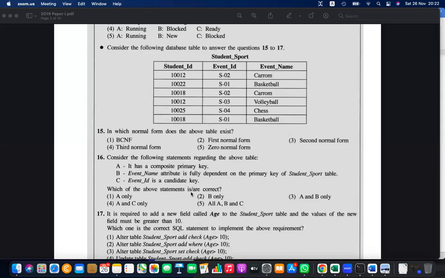Consider the following statements regarding the above table. It has a composite primary key, obviously. Yes, for sure, it has a composite primary key. Event name attribute is fully dependent on the primary key of the student sport table? No, it's not fully dependent. It's partially dependent. It's fully dependent on the primary key, but again, it is dependent on some other key also. Therefore, there is a doubt.